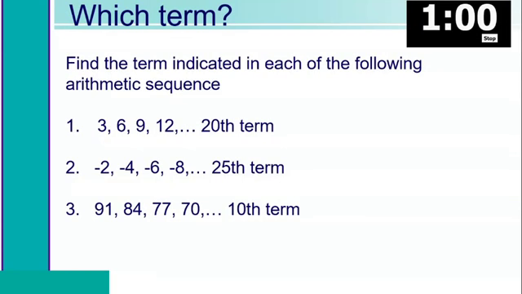So this is another activity. Which term? Find the term indicated in each of the following arithmetic sequences. So there are 3 problems. For number 1 is 3, 6, 9, 12, and you will find the 20th term. For number 2, we have negative 2, negative 4, negative 6, negative 8, and you will find the 25th term. For the third sequence, we have 91, 84, 77, and 70, and you will find the 10th term. So I will give you 1 minute to solve the 3 problems.